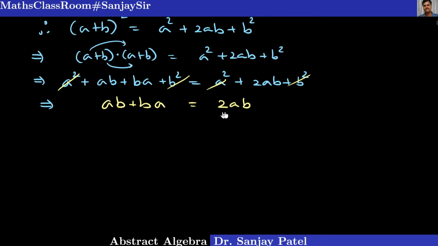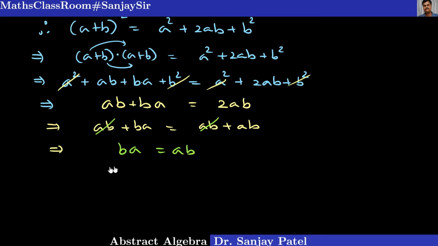Now you know the meaning of 2AB is AB plus AB. 2x in the ring means x plus x. So I can write this as AB plus AB. And by using the cancellation law, I can cancel this AB and write this as BA is equal to A into B. Okay. And what is A and B?